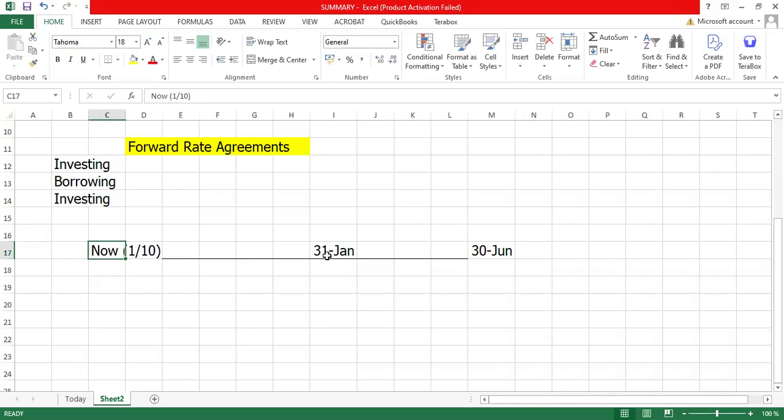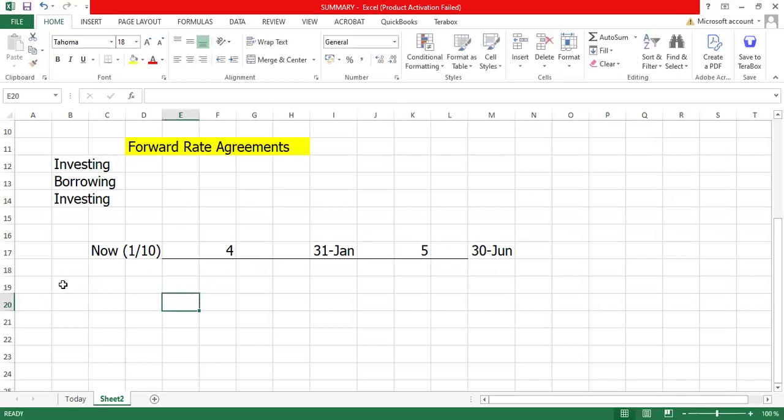Count from now to the time you expect to receive money. How many months? 4 months. You need to use your fingers. Count very well. October is inclusive, so you start from October, November, December, then also January is inclusive. So these are 4 months. Then from 31st January to 30th June, how many months? 5 months.